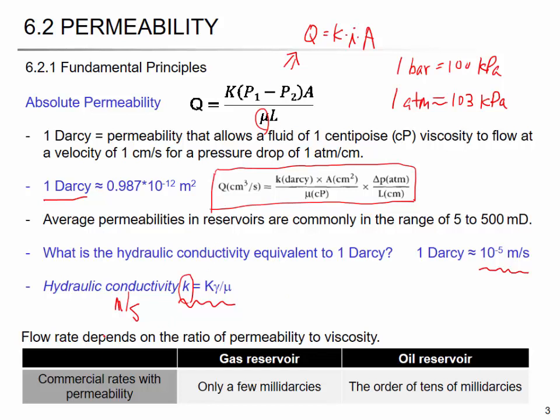You should be able to convert the absolute permeability to the hydraulic conductivity and to the darcy too. And flow rate depends on the ratio of the permeability to viscosity. So when you have a sandstone of maybe 0.1 darcy, and you apply the same pressure gradient, when you flow water the flow rate will be some value, and when you flow gas, your flow rate will be much higher than the flow rate for the water. That's why we normalize the flow rate with the viscosity. And a good reservoir with a commercial rate has a permeability of a few millidarcy for a gas reservoir, and an oil reservoir is tens of millidarcy.